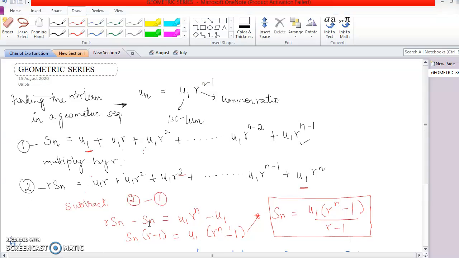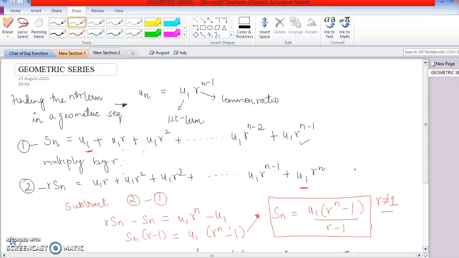Of course, we need to remember that this formula is only and only applicable when r is not equal to 1, because if r is equal to 1, then the denominator is going to become 0, and therefore this is not possible. You will not have a geometric series in place. So it's very important to understand the condition at which this formula is applicable.